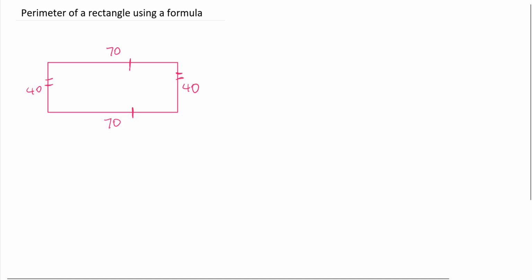So last week when we looked at it, we added up the different sides. So we went 70 plus 40 plus 70 plus 40, and we added all of those numbers up and we got the perimeter. There is another way that you can work it out using a formula. So we're going to have a look at that formula today because it makes things a little bit easier.